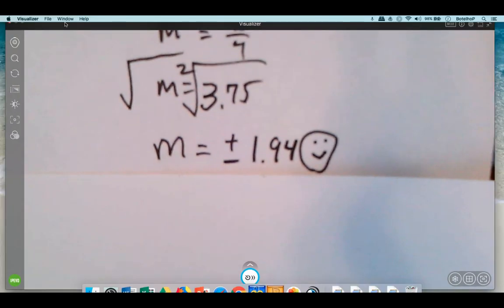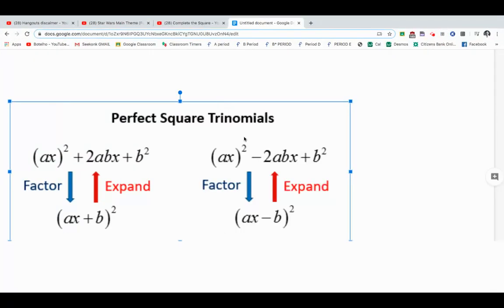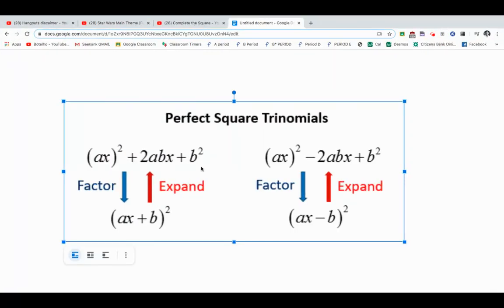Then we did completing the square, and so completing the square is our next method we're going to learn next week, and it has to do with this fact we learned about perfect square trinomials, that it's only a perfect square if you can multiply a times b and double it, and that's your middle coefficient, if you will. If it was a plus plus, it was ax plus b squared. If it was a minus plus, it was ax minus b squared.